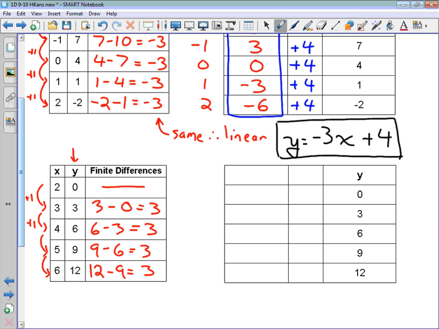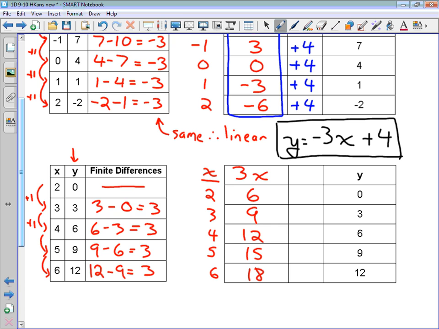relationship here. We're going to start by taking our finite difference, 3, and multiplying it by each one of our x values. So let's see, what are our x values here? They are 2, 3, 4, 5, and 6. So 3 times 2 gives me 6. 3 times 3 gives me 9. 3 times 4 gives me 12. 3 times 5 gives me 15. 3 times 6 gives me 18.